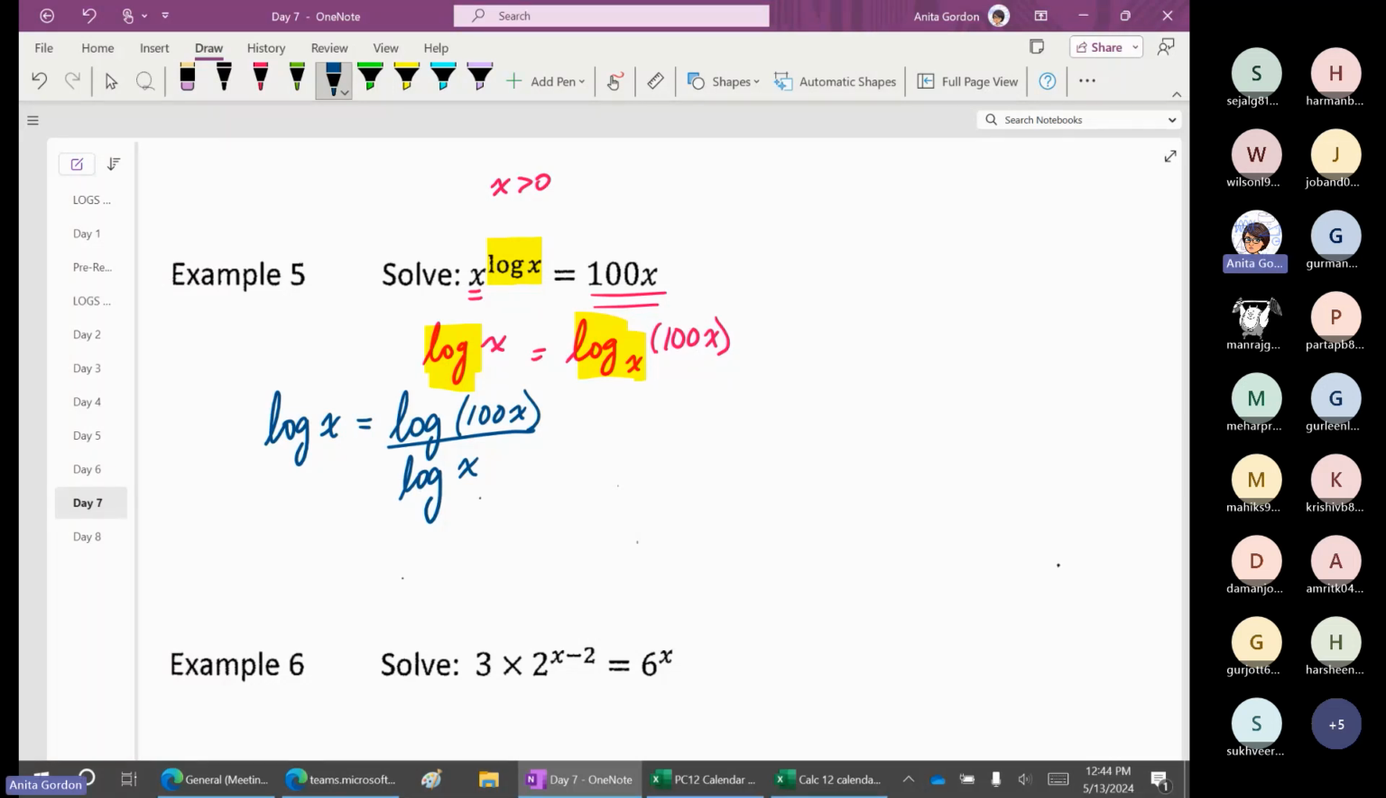And now I can start manipulating it a little bit. I'm going to multiply both sides by log x to get rid of the denominator. This will give me log of x, all squared. Not log of just the x squared, but the whole thing is squared because I multiplied it by itself. And on the other side, I'm left with the numerator, which is log 100x. So it's starting to get simpler, but not quite yet.